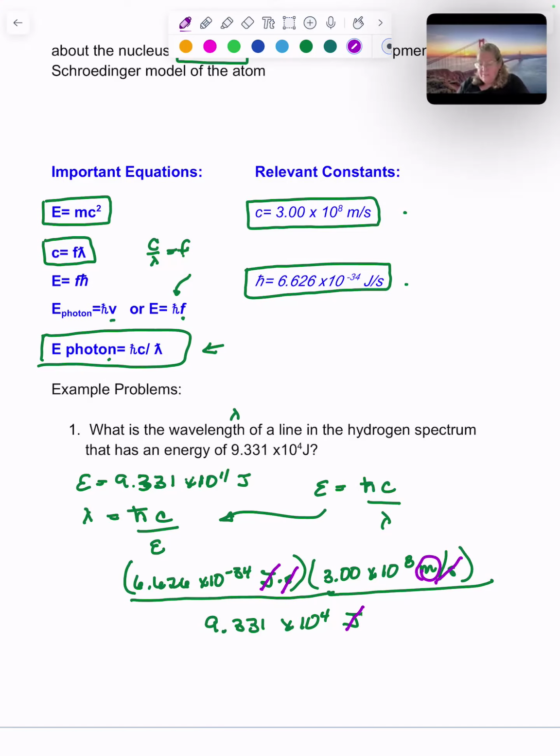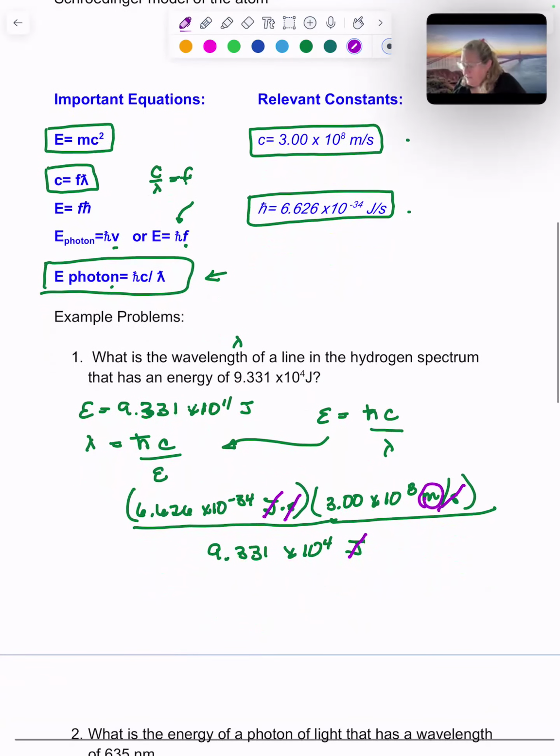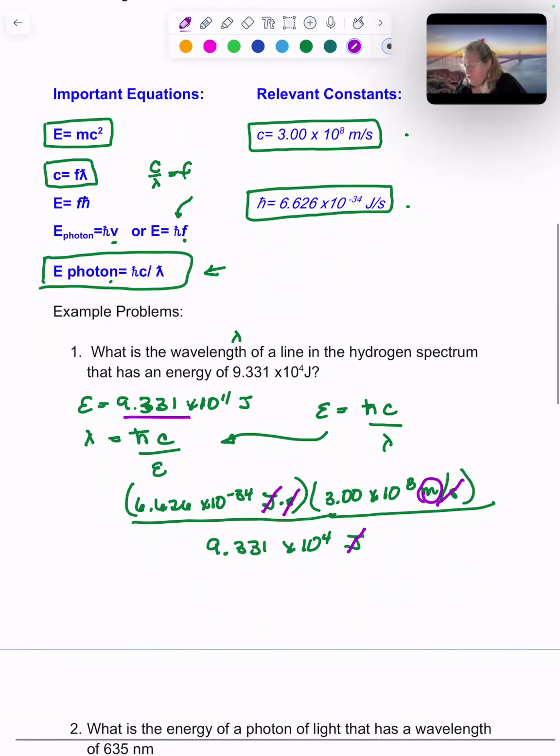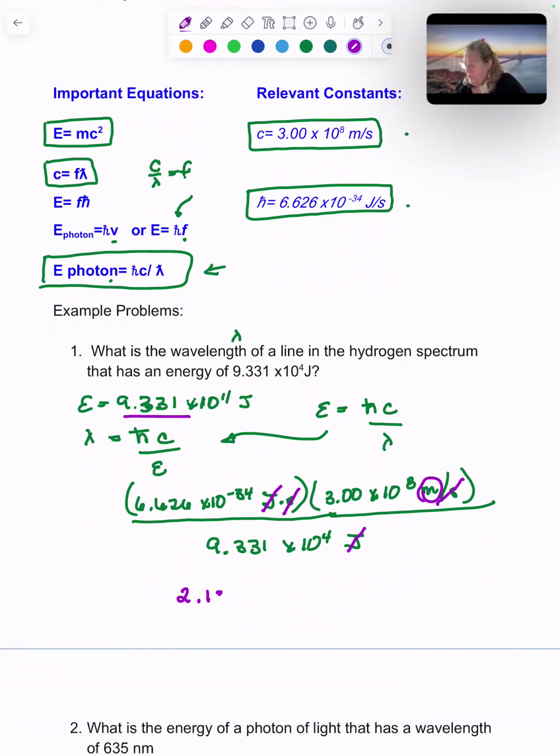So we're going to take 6.626 times 10 to the negative 34. I'm going to multiply it by the speed of light, 3.00 times 10 to the 8th. And I'm going to divide that answer by 9.331 times 10 to the fourth. And I'm going to get, let's look at sig figs. The only thing I can use for sig figs is my measured value, which is this energy. That has 4 significant figures, so my answer should have 4. 2.130 times 10 to the minus 30 meters.